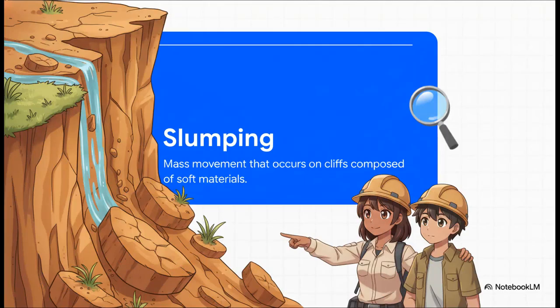So what is slumping? Well, it's a mass movement that happens specifically on cliffs made of soft materials. Whenever you hear that word slumping, I want you to immediately picture soft, permeable earth, like clay. We're not talking about hard, jagged rocks here. And that softness completely dictates how the land ends up breaking apart.